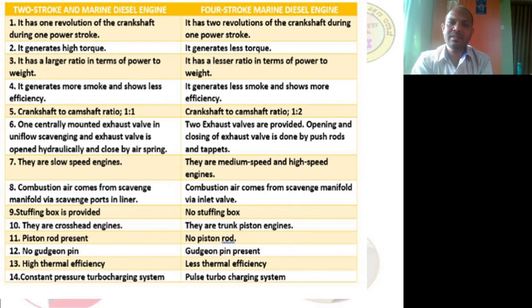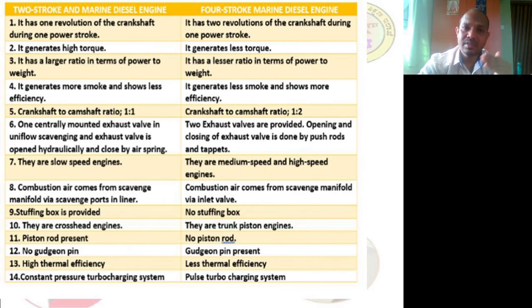the power stroke. As I have already told you, in 2 strokes what happens? From TDC to BDC it moves, from BDC to TDC it will move. That means the 2-stroke makes one power cycle. Whereas in a 4-stroke engine, TDC to BDC, BDC to TDC, TDC to BDC, once again BDC to TDC. So the 4 strokes make one power stroke. Is it clear? So during this movement in the 2-stroke engine, it has one complete revolution of the crankshaft.